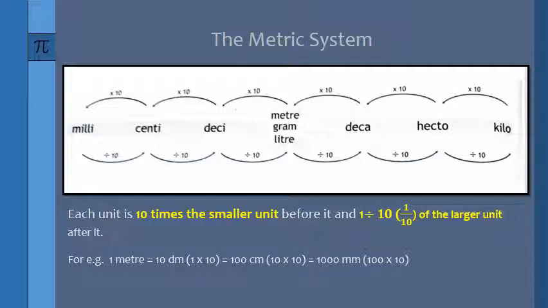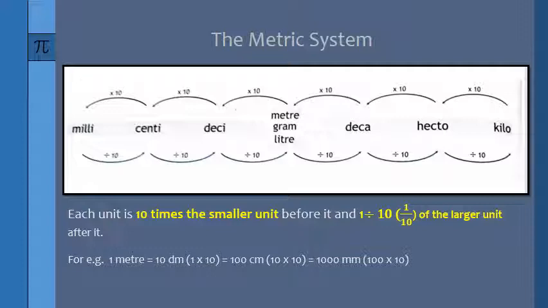So how will we get how meter and decimeter are related to each other? You can see the multiplication sign and 10. So 1 meter is equal to 10 decimeter, that is 1 multiplied by 10, and 1 meter is equal to how many centimeters? 10 multiplied by 10, that is 100 centimeter, right? So 1 meter is equal to 100 centimeter.